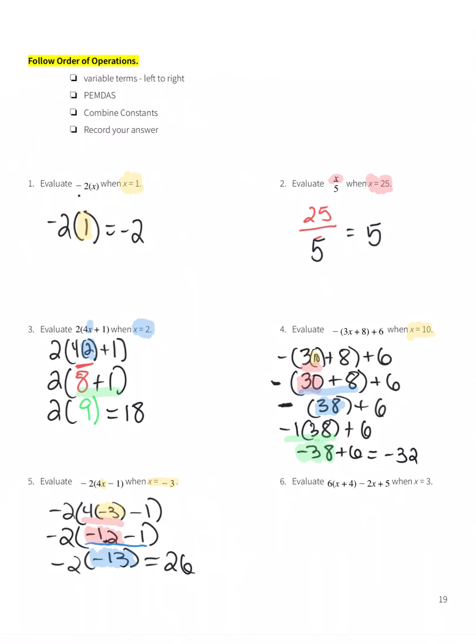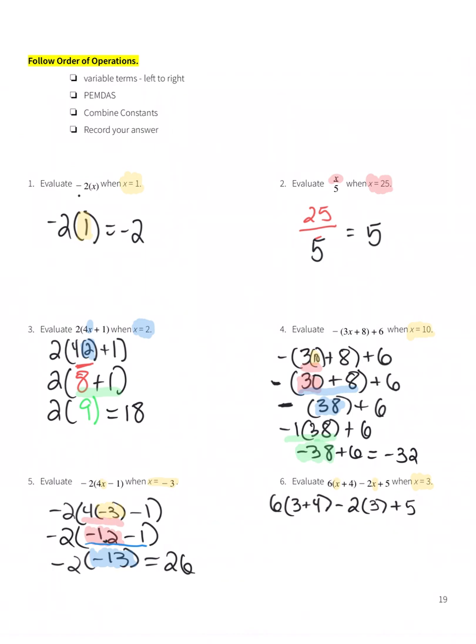Okay, here is the last one on your own that I'm going to do with you, and then you'll do the rest on your own. Here we go. All right, so x is equal to 3. And we can see here that there are 2 x's in this expression. So that means you need to substitute 3 into both places. So this becomes 6 times 3 plus 4 minus 2 times 3 plus 5.